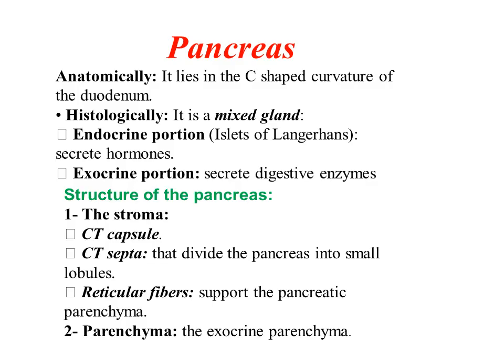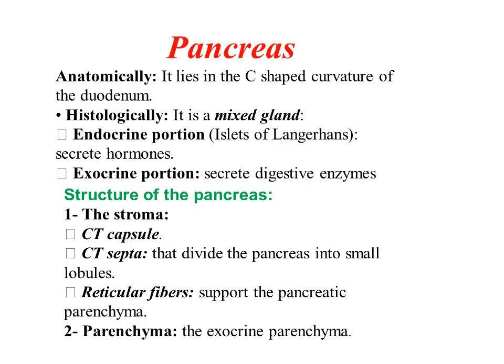As we know from the previous anatomy lecture, anatomically the pancreas lies in the C-shaped concavity of the duodenum, and histologically it's a mixed gland. It has both an endocrine part and an exocrine part. The endocrine portion is the islets of Langerhans that secrete hormones, and the exocrine portion secretes digestive enzymes.